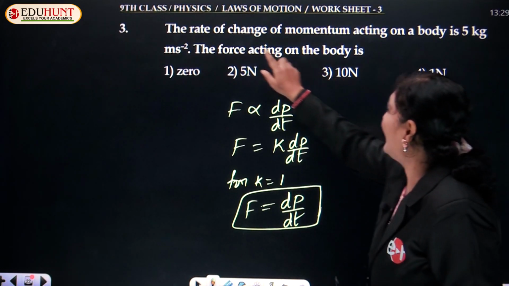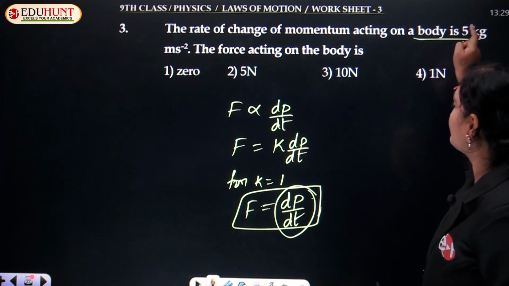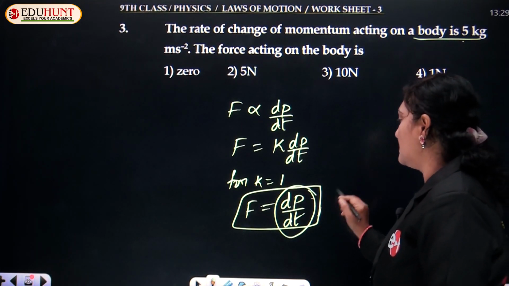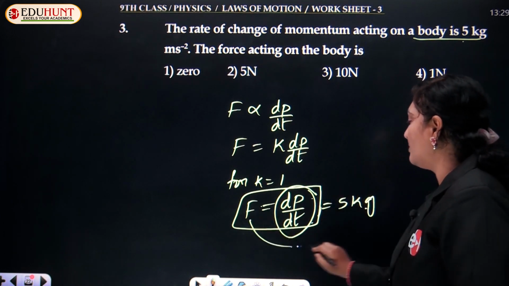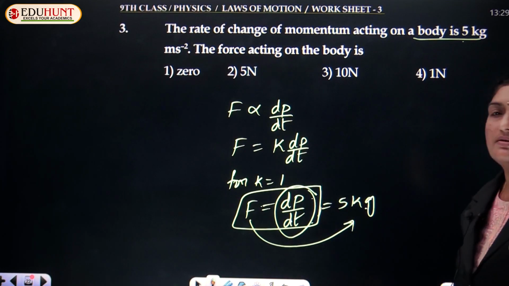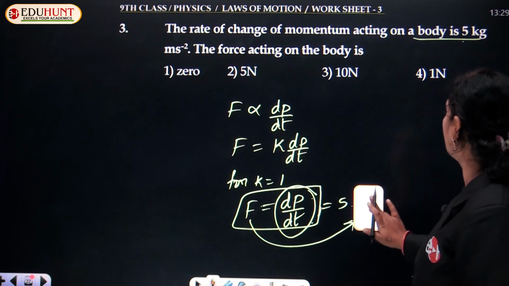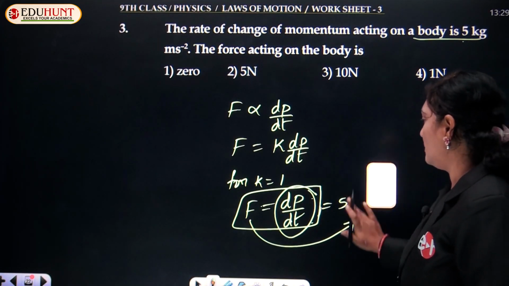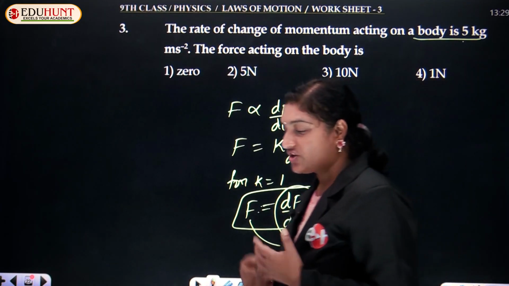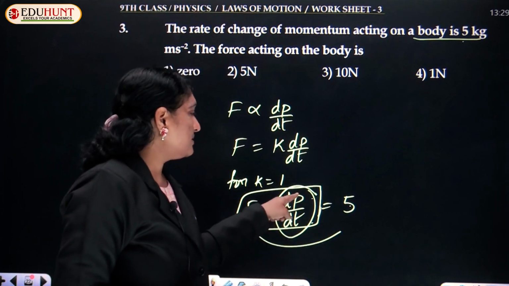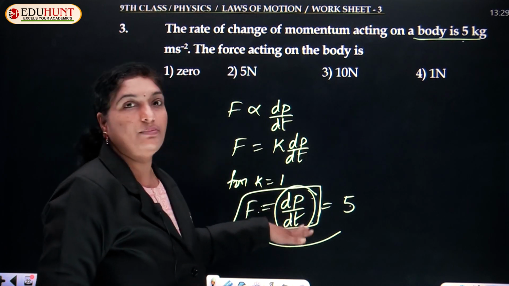So, this was discussed in Newton's second law. What was given as the rate of change of momentum, that is dP by dt itself, is given as 5 kg meter per second square. If dP by dt is equal to 5, then what about the force, children? Force is also equal to 5. But remember that change in momentum upon time is the momentum unit, kg meter per second, upon second. So finally, we have kg meter per second square.